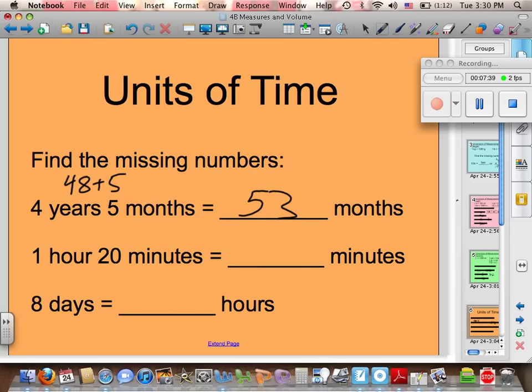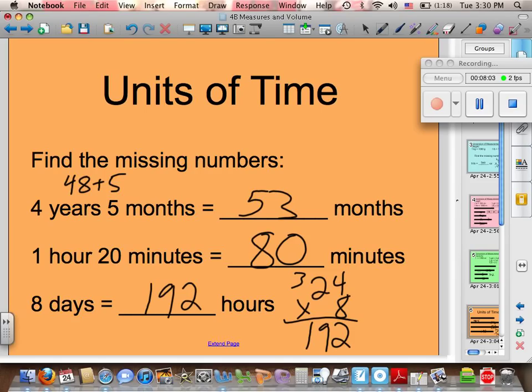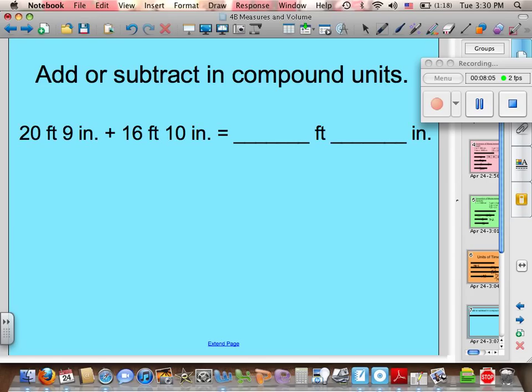1 hour, 20 minutes equals how many minutes? Well, in 1 hour we have 60 minutes. Then plus the 20 minutes, that gives us 80 minutes. And in 8 days, there are how many hours? Well, we know there are 24 hours in 1 day. So in 8 days, we can multiply the 2, and we would get 192 hours.